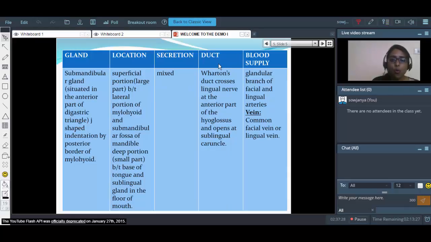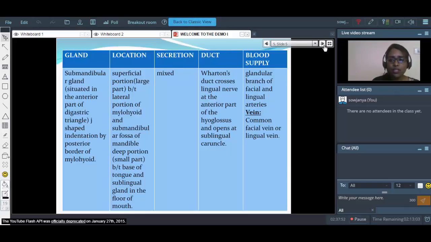The duct of the submandibular gland is Wharton's duct, which crosses the lingual nerve at the anterior part of the hyoglossus and opens at the sublingual caruncle. The blood supply for the submandibular gland is through the glandular branches of the facial and lingual arteries, whereas the common facial vein or the lingual vein provides the venous supply.